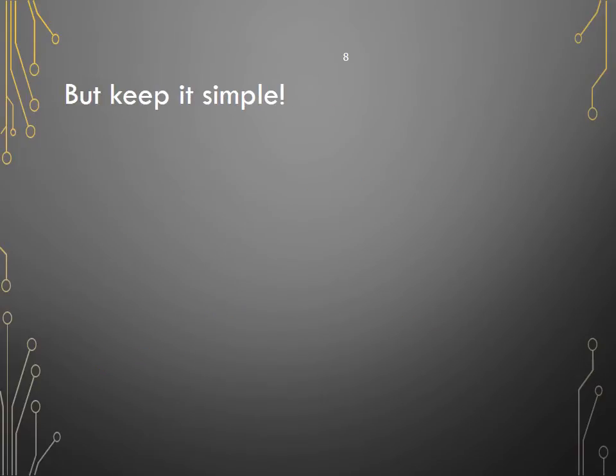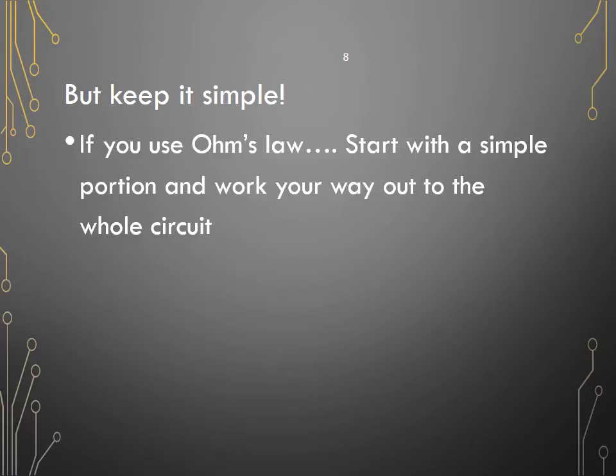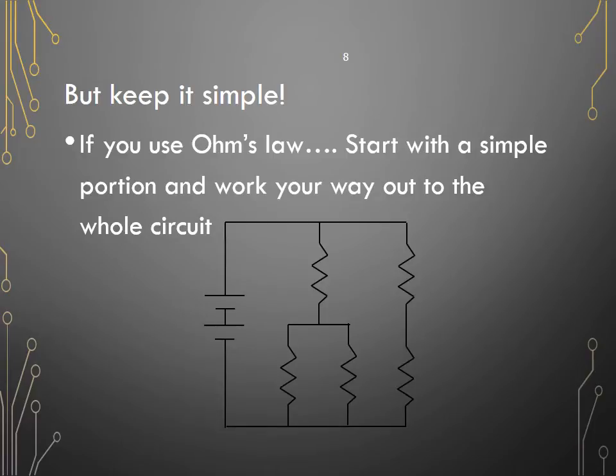I know this is complicated, but keep it simple. So if you use Ohm's law, start with a simple portion of the circuit and work your way out to the whole circuit. This is a more complicated circuit than we are going to see in AP Physics 1, but I want to show you that if you look at this, there are 2 places where you could start with a very simple portion. Okay, this bit here, I just have 2 resistors in series, so I can start calculating things because I can add up an equivalent resistance if I know the resistors there. Or I have 2 in parallel, okay, over here.